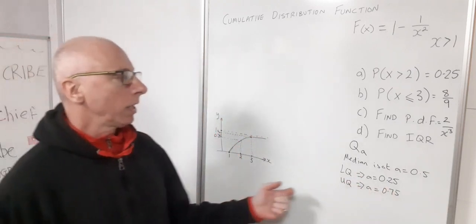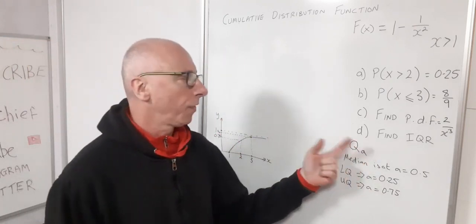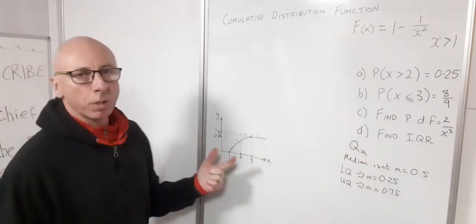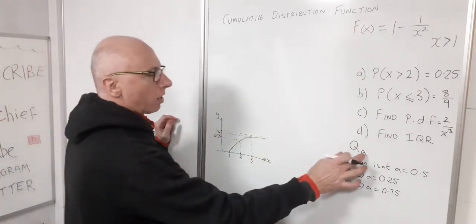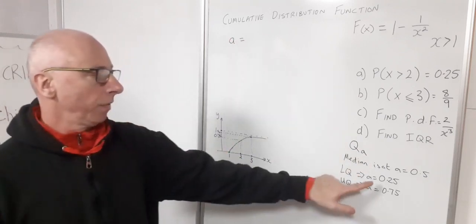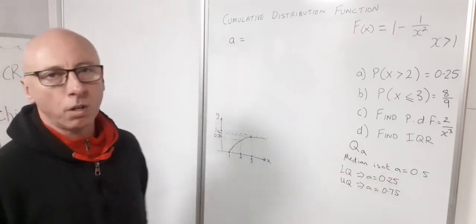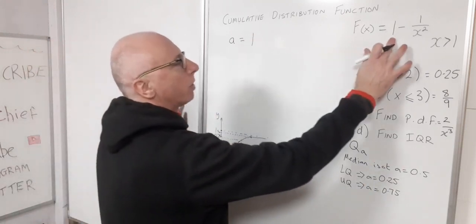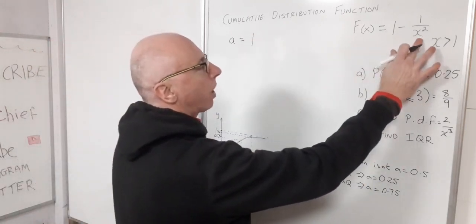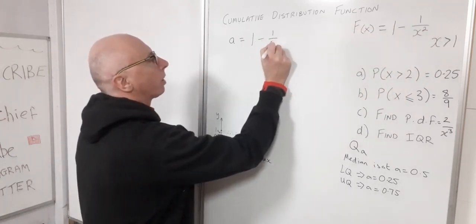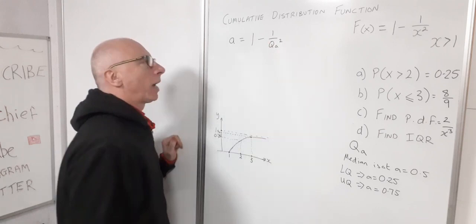Okay, so what we need to do now is use our quartile function using our cumulative distribution function. So what we do is we set it up like this. We set it up as A equals, so that's the value where we want to find our median or our upper or lower quartiles. And we set that with our cumulative distribution function in terms of our QA. So our quartile function, 1 over QA squared.